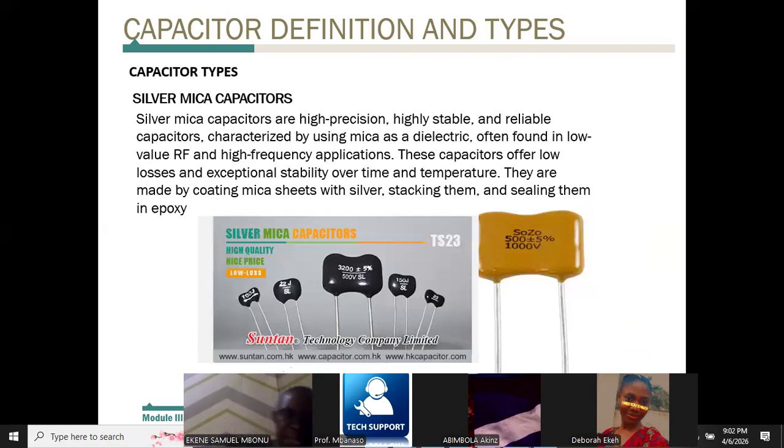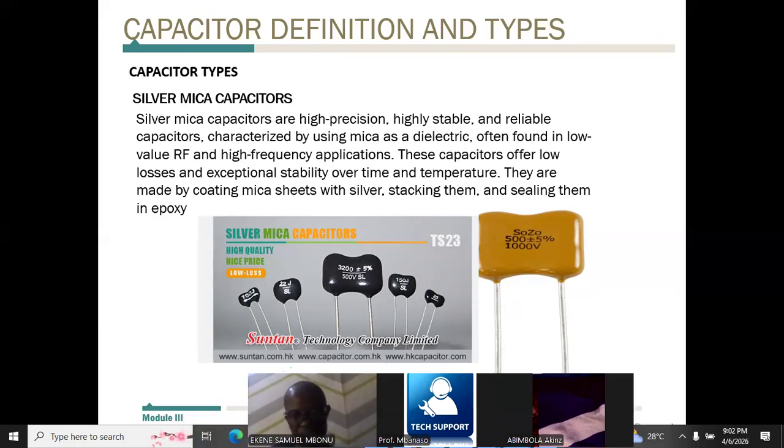Then you have silver mica capacitors. Silver mica capacitors are high precision, highly stable, and reliable capacitors characterized by using mica as a dielectric, often found in low value radio frequency and high frequency applications. These capacitors offer low losses and exceptional stability over time and temperature. So anytime from today you open electronics, you'll be able to identify stuff there. You open up any electronics, what you are going to see there, if it is not one form of diode, it will be one form of capacitor.